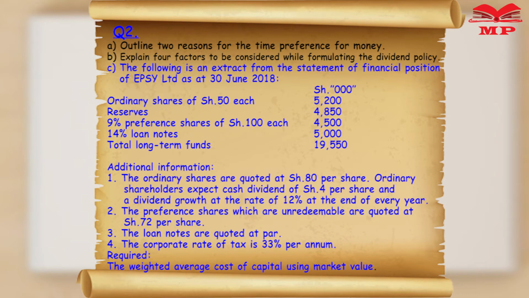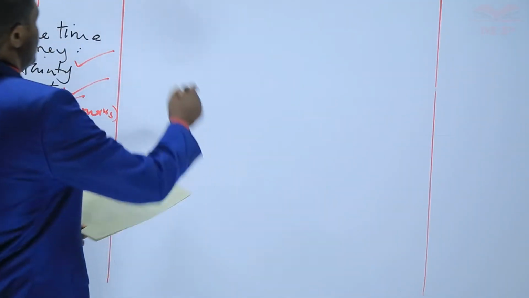Additional information number 1, the ordinary shares are quoted at 80 shillings per share. Ordinary shareholders expect a cash dividend of 4 shillings per share and a dividend growth at the rate of 12% at the end of every year. Number 2, the preference shares which are unredeemable are quoted at 72 shillings per share. Number 3, the loan notes are quoted at par. Number 4, the corporate tax is 33% per annum. Required: the weighted average cost of capital using market values. How many marks? 10 marks.